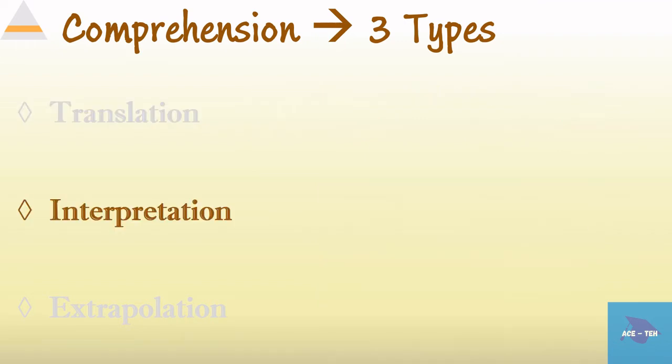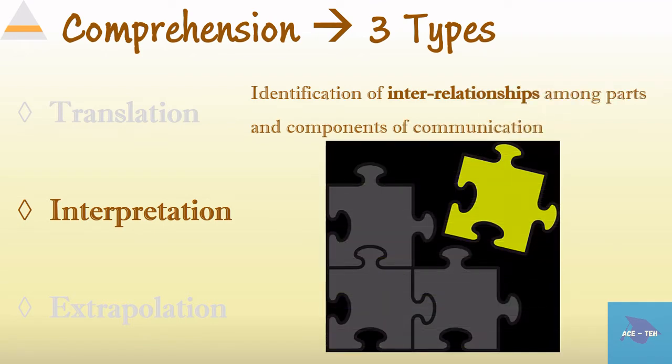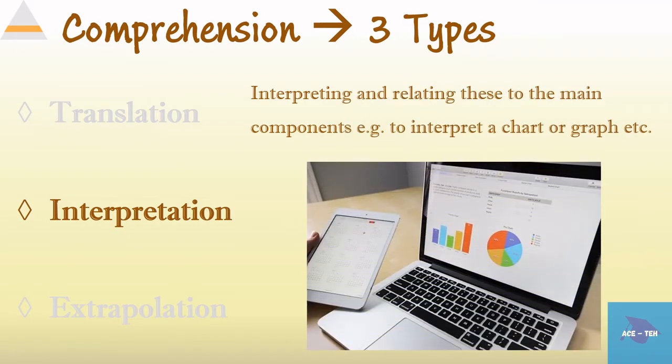Now the second one, interpretation. Interpretation means an explanation or opinion of what something means. Interpretation goes beyond mere literal translation. The learner is able to identify the interrelationships among parts and components. One example will be to interpret a chart or graph, to understand the interrelationships among the ideas in a chart.